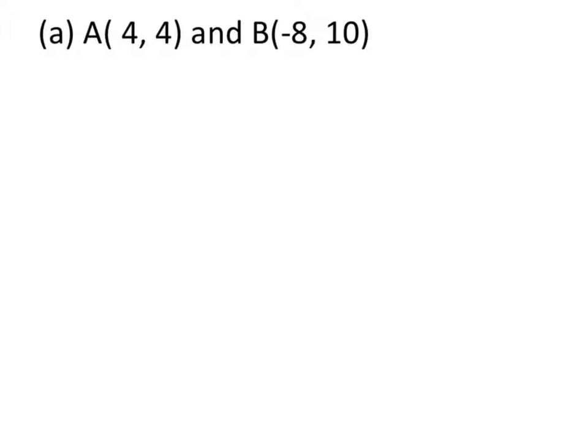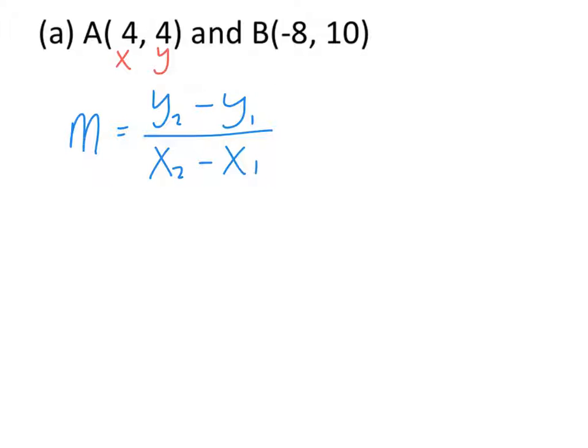So to do this question, we're going to use the gradient formula, which is m equals y2 take away y1 divided by x2 take away x1. So our points up at the top, A is the first point, so this is the x value from the first point, and this is the y value, so that will make it x1 and y1 for the first point. And for the second point, this is our x value, and this one's our y value. Since it's the second point, that's x2 and y2.